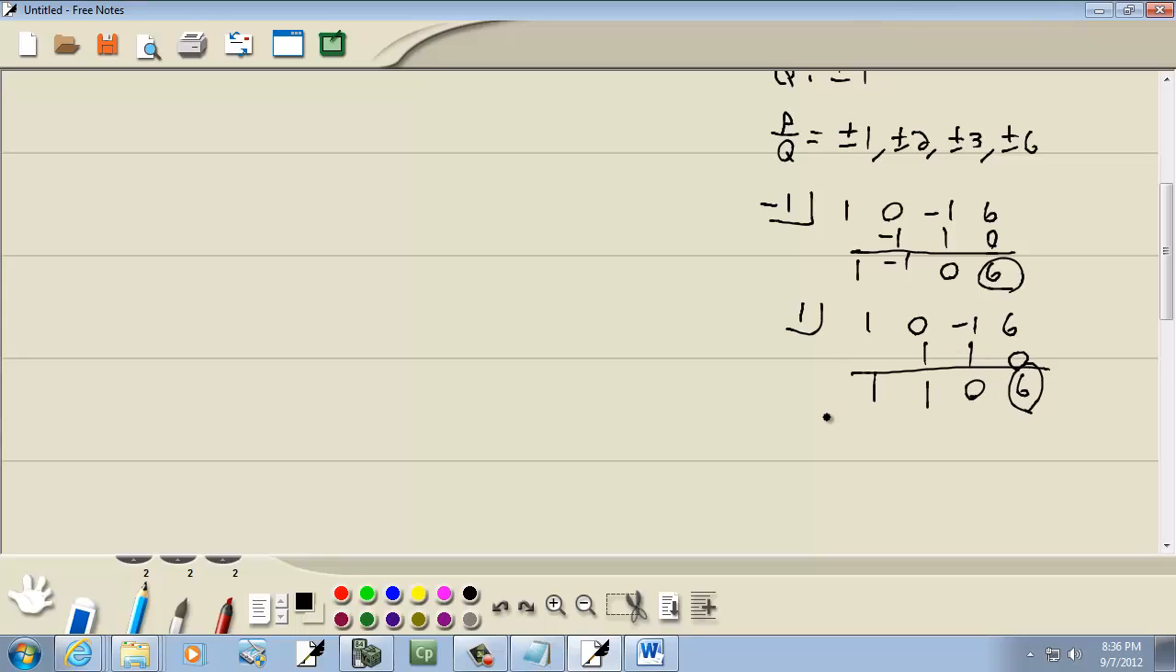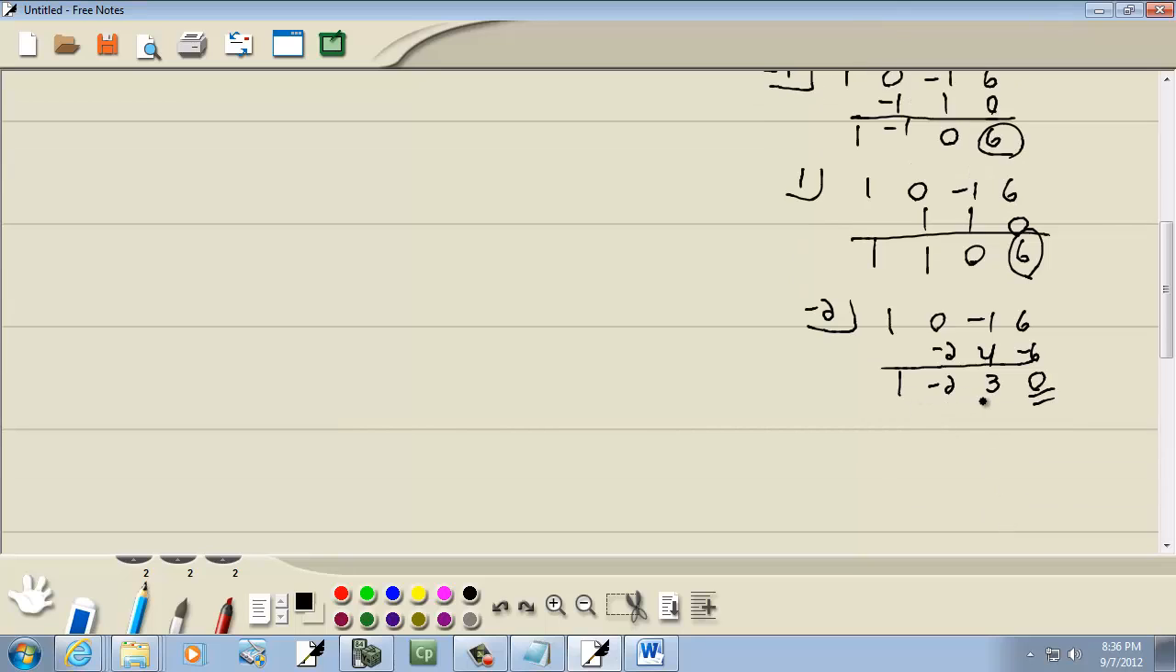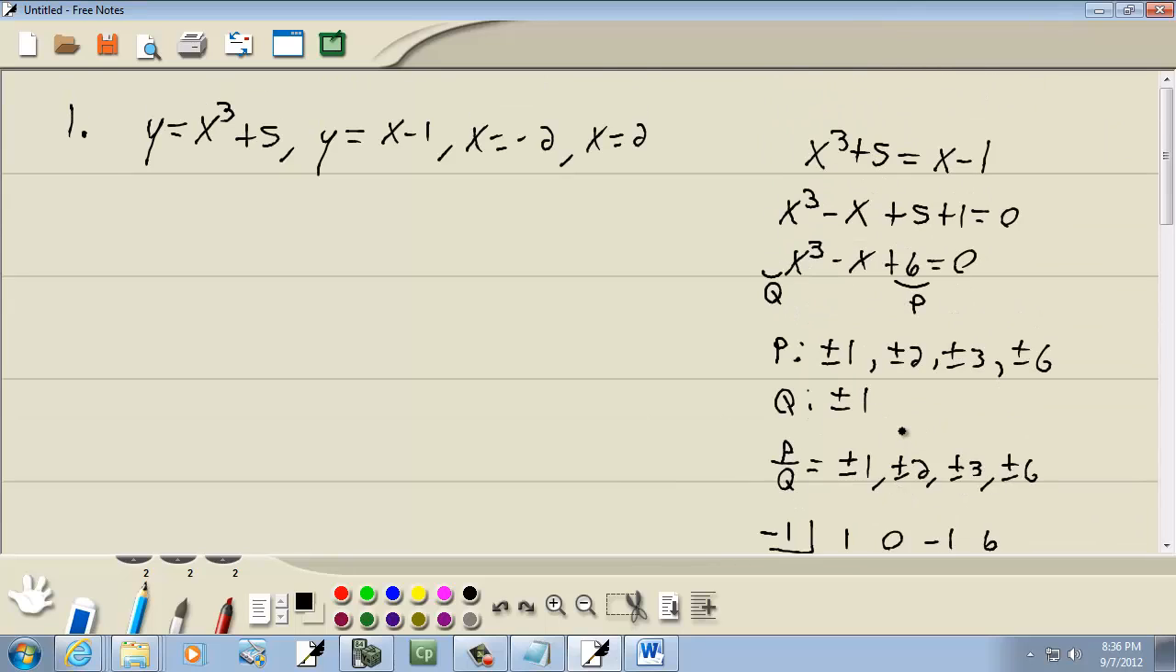it came out 6. Well, my next one would be negative 2. So add, multiply, add, multiply, add, multiply, and we get a 0 here. That means it intersects at negative 2. And we could then set this equal to 0 and use the quadratic formula, but anyway, we know it intersects at negative 2. So now we're ready to set this up.